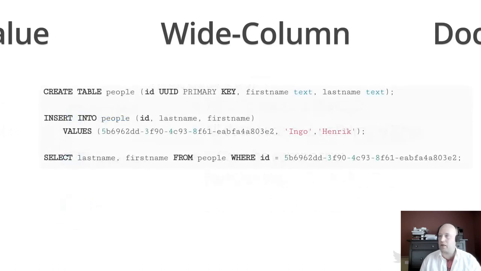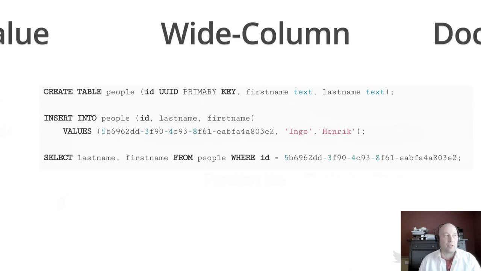Even if we look at an example, this is a Cassandra example. The query language is called Cassandra Query Language, so almost like SQL, but not quite. So you create a table, your columns have types, there is an insert statement and a select statement.